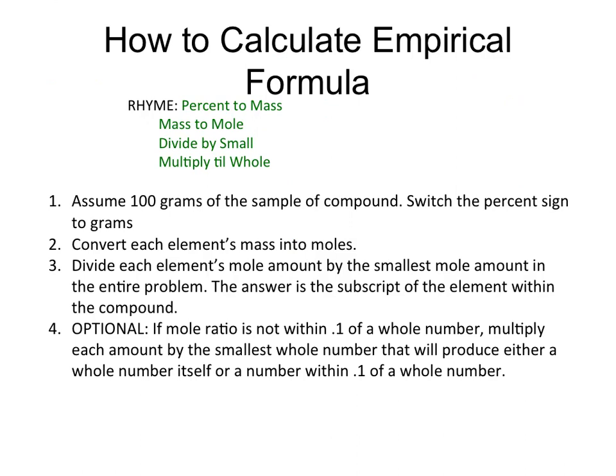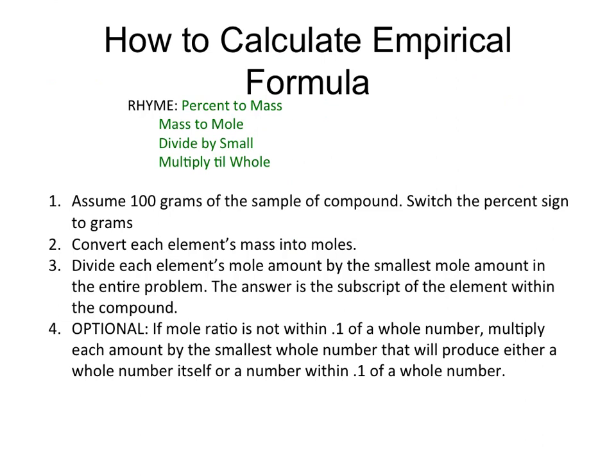Well, there's a little rhyme that will help you with the steps, and it goes something like this. Percent to mass, mass to mole, divide by small, multiply till whole. That rhyme will get you through the 4 steps needed to calculate the empirical formula.